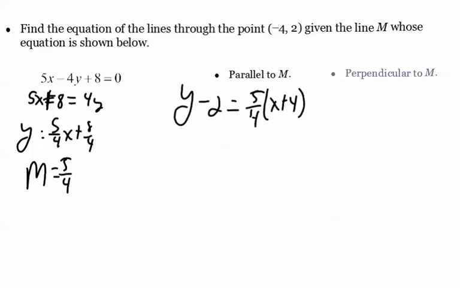That's good. I can stop right there, unless I want to put it in slope-intercept form. For the line perpendicular to m, what I'm going to do is use the same thing. y minus 2 equals, and I'm going to do the negative reciprocal, which is -4/5, times x plus 4. I could solve this for y and put it in slope-intercept form, but I don't need to, because they asked for the equation of the line, and they're not asking for it in a particular form, so we can leave it in point-slope.